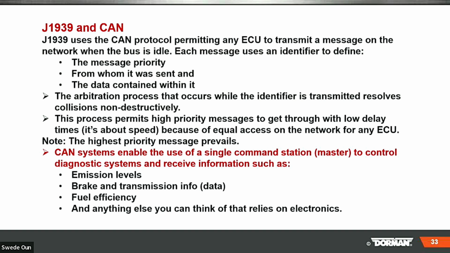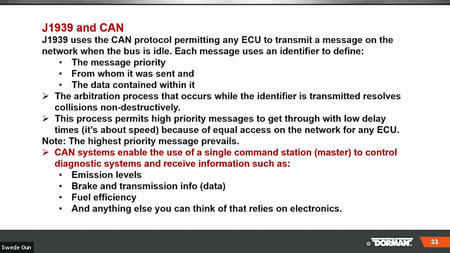J1939 uses the CAN protocol, permitting any ECU to transmit a message on a network when the bus is idle. Each message uses an identifier defined. So if you've never gotten into CAN, just look at this as being kind of like a little bit of, so that's what CAN is about. The message priority, from whom it was sent, the data contained within it.